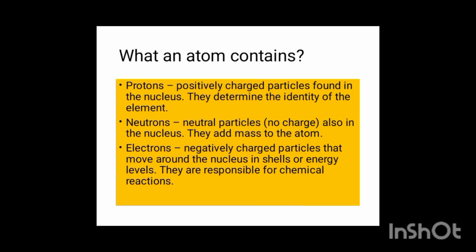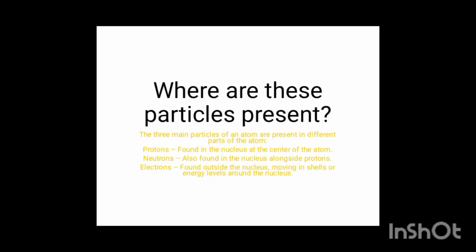Electrons are negatively charged particles that move around the nucleus in shells, energy levels, or orbits. They are responsible for chemical reactions, electronic configurations, and all the things that happen in the orbits or shells. For that purpose, the electron is responsible. Okay, so these are the elements.